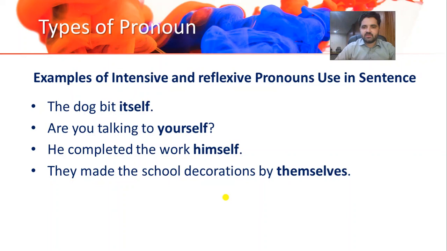Examples of intensive and reflexive pronouns used in sentence. The dog bit itself. Are you talking to yourself? He completed the work himself. They made the school decoration by themselves.